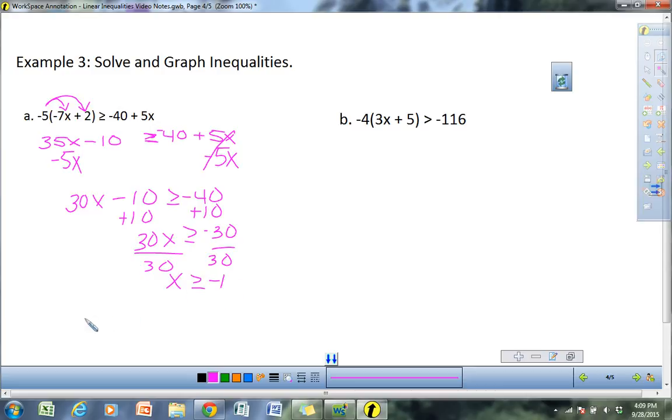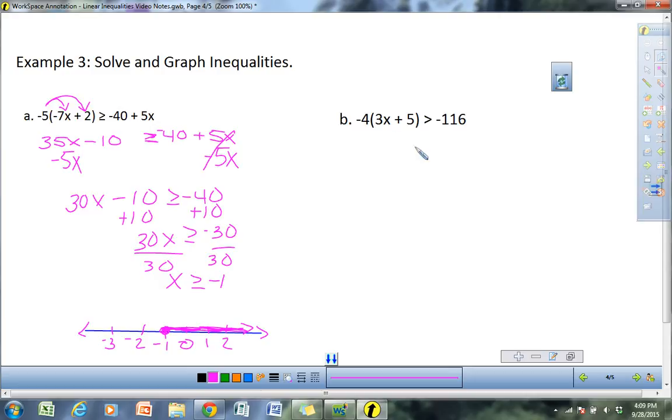So now I have to plot it, because whenever you're dealing with inequalities, we're dealing with more than one answer. So I have to go to -1, plot values around it. That would be 0, 1, 2, and -2, -3, etc. And this is greater than or equal to, so it's going to be a closed circle, and then to the right.